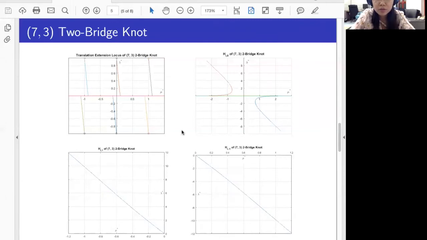Now let me show you some pictures as I promised. Let's take a look at the 7_3 two-bridge knot. The top left picture is the translation extension locus of the 7_3 two-bridge knot. We can see these curves belong to the translation extension locus, and we can see the repetitive pattern in the x direction of the curves. Also notice that this graph is invariant under reflection about the origin.